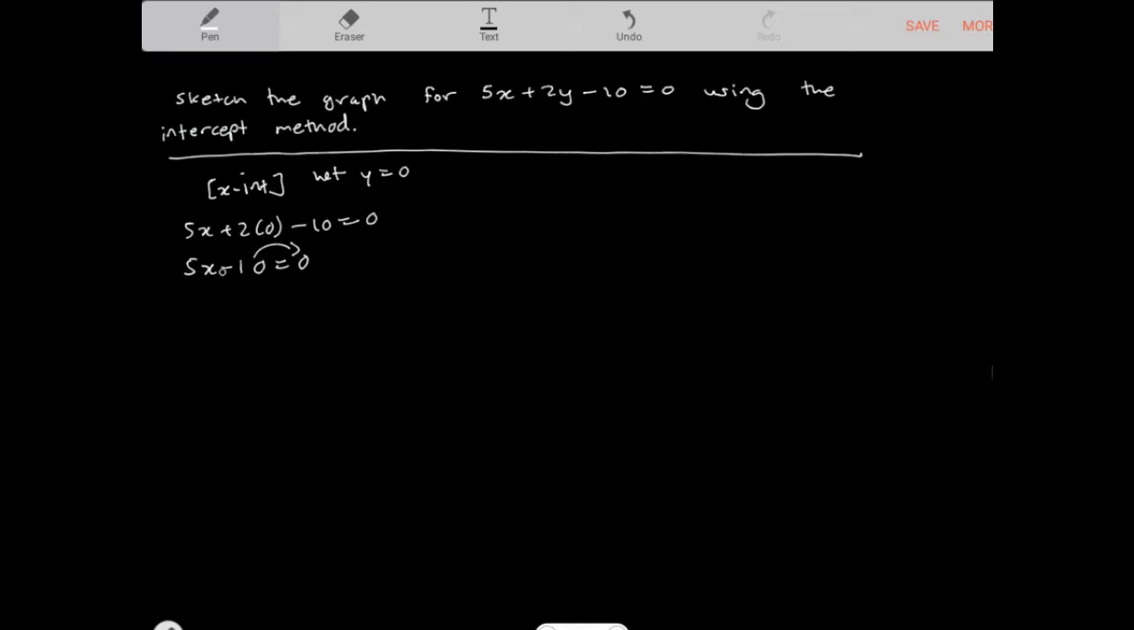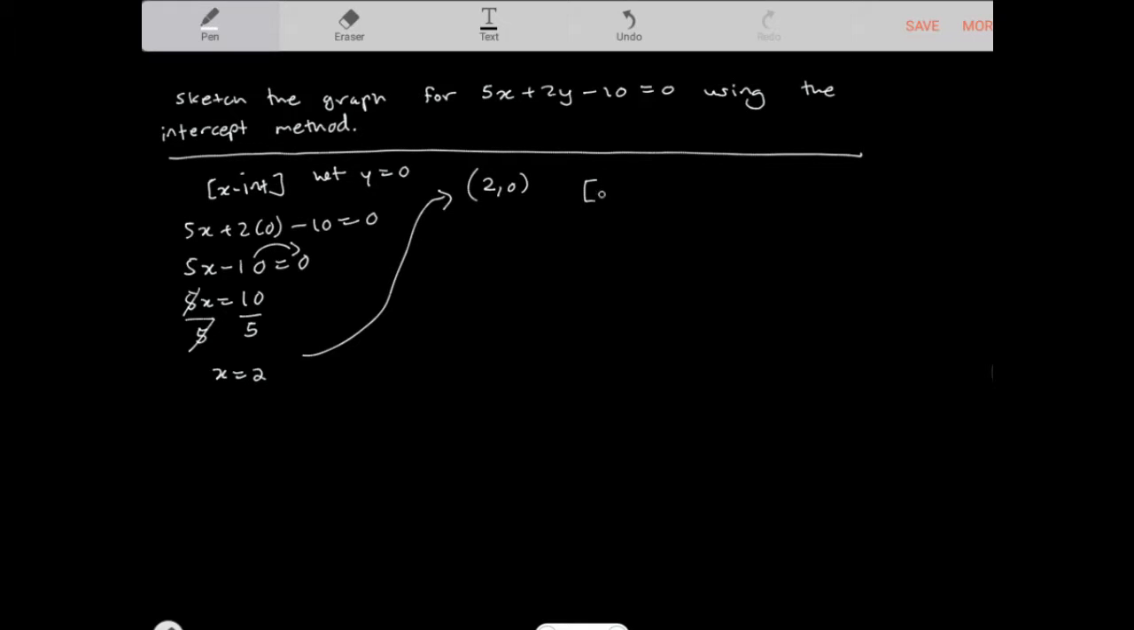I'm going to move the negative 10 to the other side. You get 5x is equal to positive 10, right? I'm going to divide this by 5. Whatever I do to this side, I have to repeat to the other side. And in this case, x is equal to 2. So your x-intercept here is 2 and 0, right?